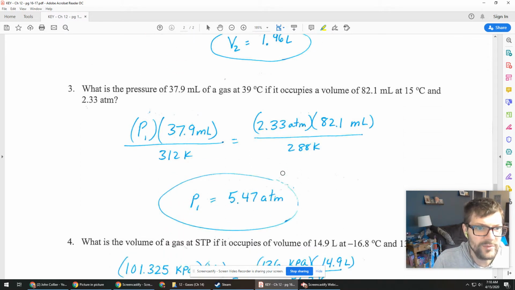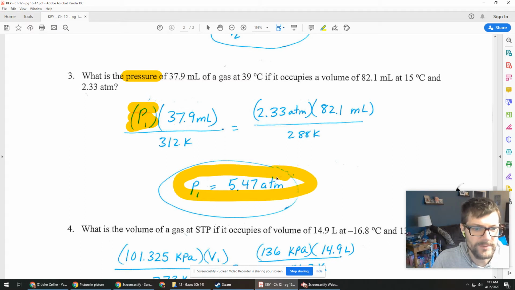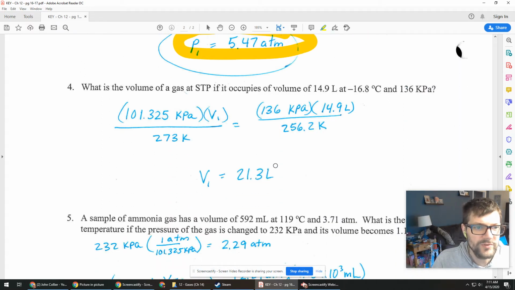Moving down to number 3, what pressure? We're solving for P1 here. That's where that came from. And the equation, and I didn't mention this in the previous one, P1 V1 over T1 equals P2 V2 over T2. Plug in your numbers that you're given, cross multiply, substitute, solve. Pretty straightforward.